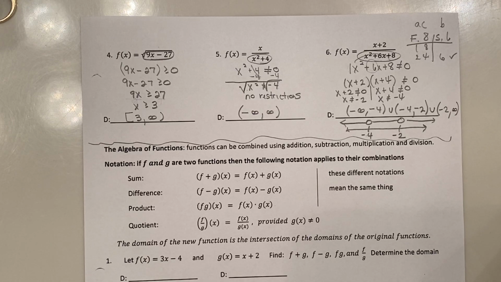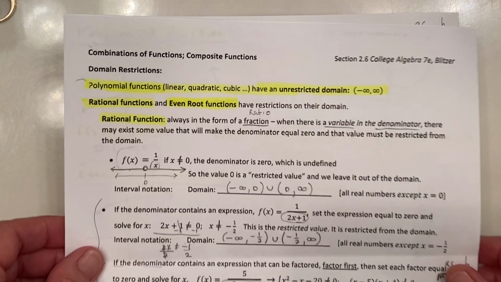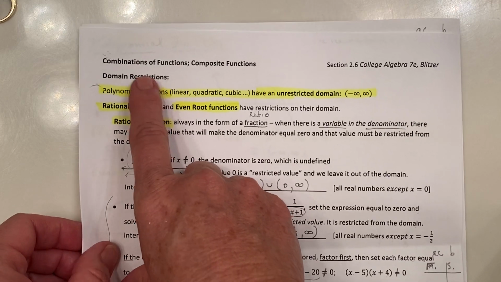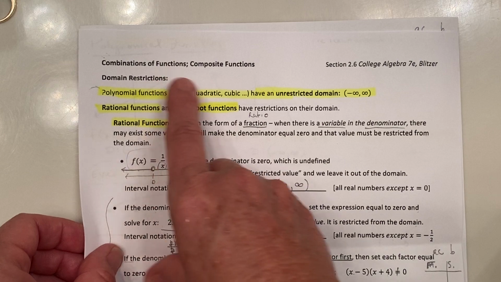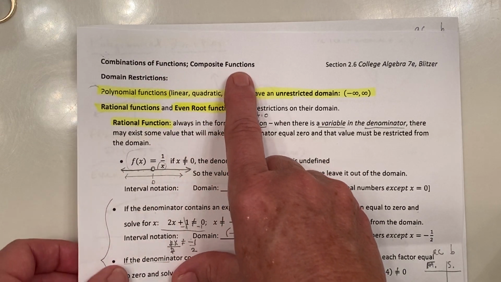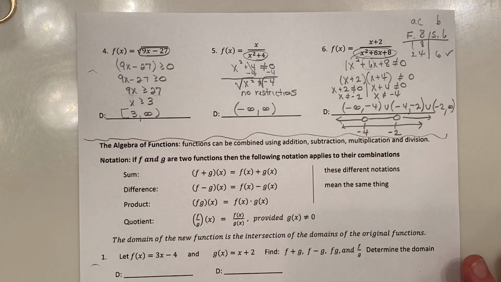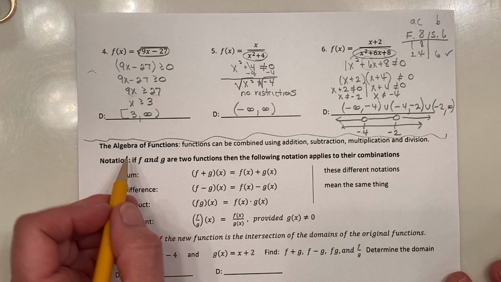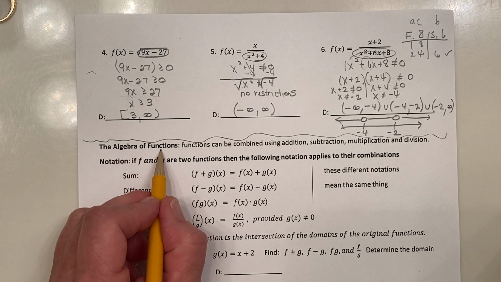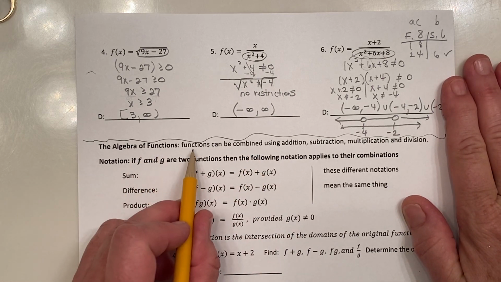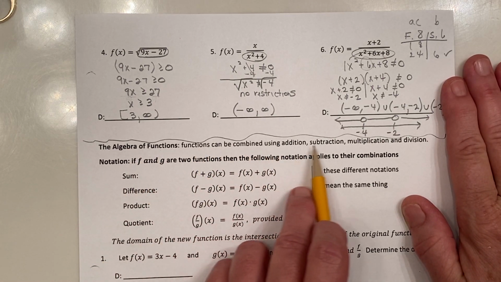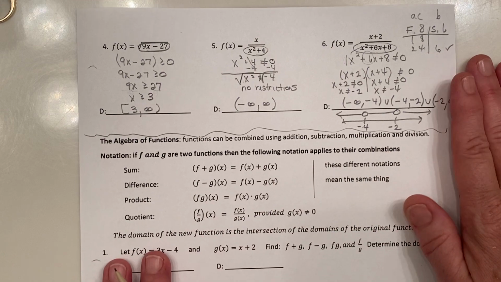All right, continuing in Chapter 2, Section 6, we've looked at domain restrictions. The next objective is to look at combination of functions, and also composite functions. So right here where you see the algebra of functions, that means that we're going to be doing combination of functions. So functions can be combined using addition, subtraction, multiplication, and division.